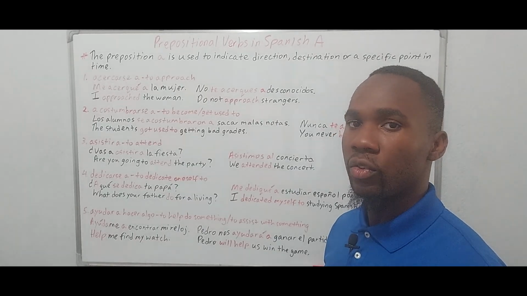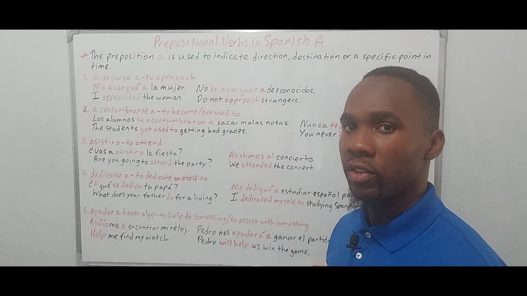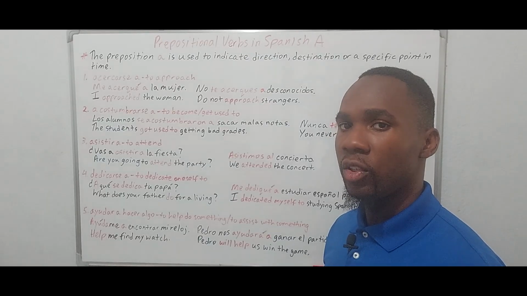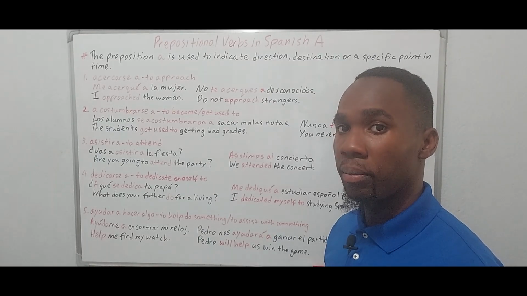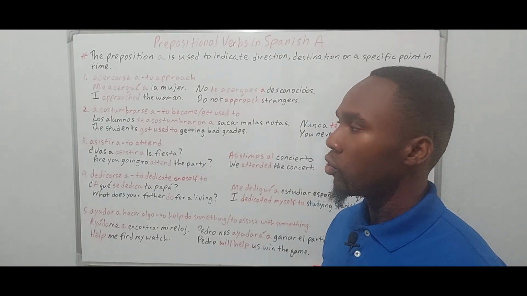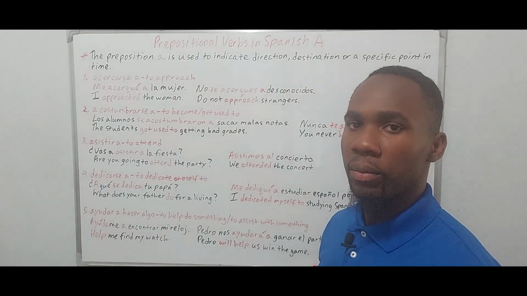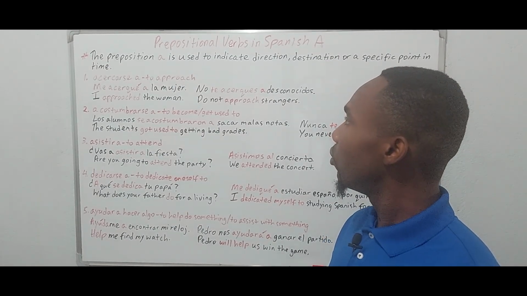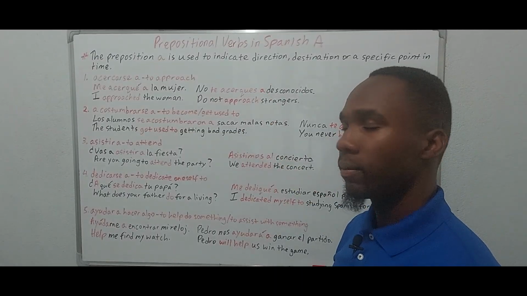So today we are going to continue our series on prepositional verbs, but in this video we are going to focus on the preposition a. So what does the preposition a do? Well, it is used to indicate direction.